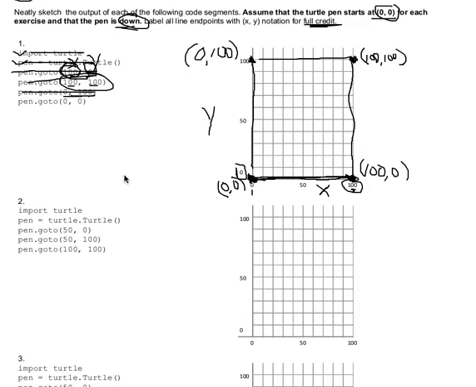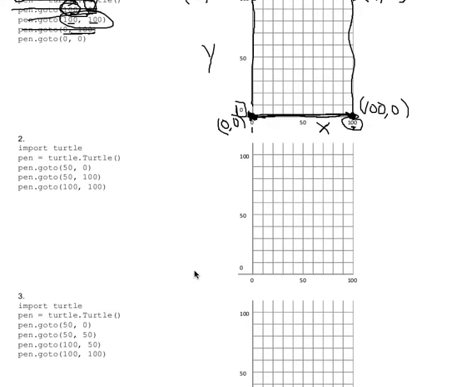Moving on to number 2. We're starting at 0, 0 in number 2, but first we're going to 50, 0, which would be this point right here. Then we're going to 50, 100. The 50 is on the x-axis. Then you go up to where the 100 is on the y-axis. This point right here, be very accurate. It's right here on that little kind of T. And the line would come right up here like that.